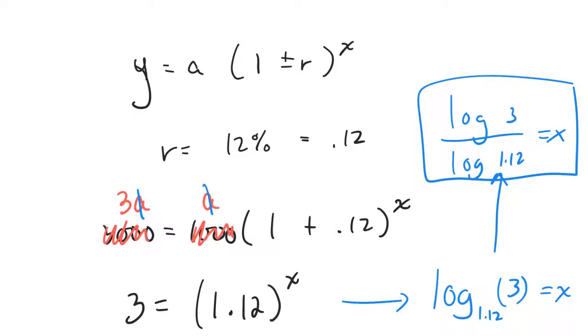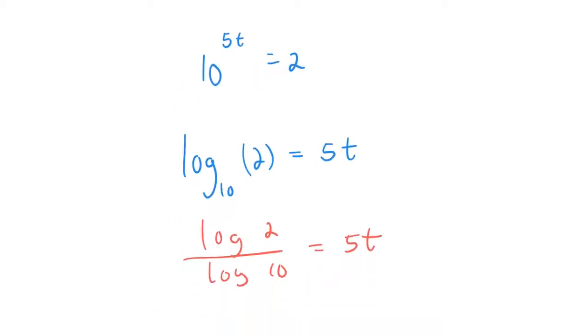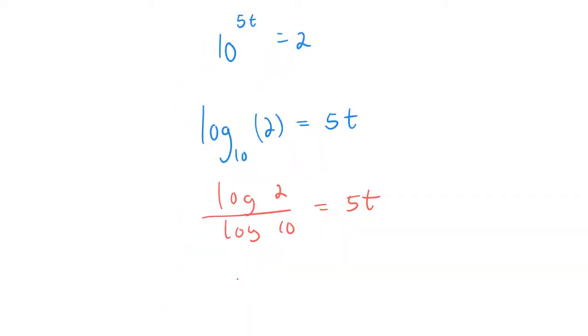Can you pull up number 1 too? What was the exact equation for it? So convert to logs right away. Then I change base. But log base 10 of 10 is just 1. So this is really just log 2, and then divide by 5.